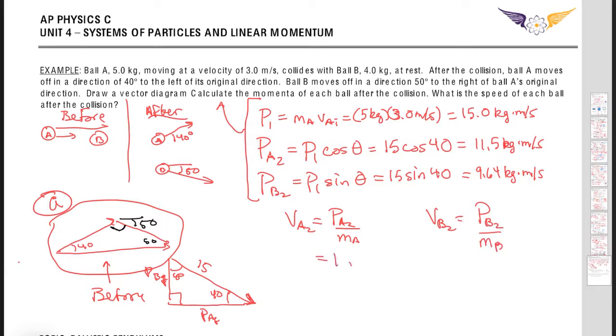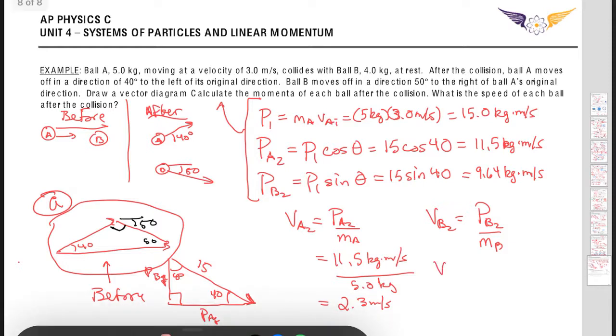And so what we're going to do is divide 11.5 kilograms times meters per second by 5.0 kilograms, because that's the mass of ball A. And so we're just going to do 11.5 divided by 5.0, and we're going to get 2.3. Okay, and then we're going to do for VB2, I don't know why I keep writing V there, because I'm just going to do equal signs down.